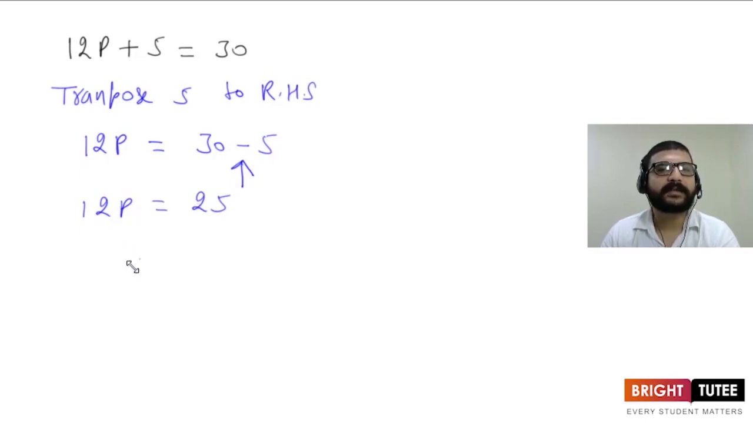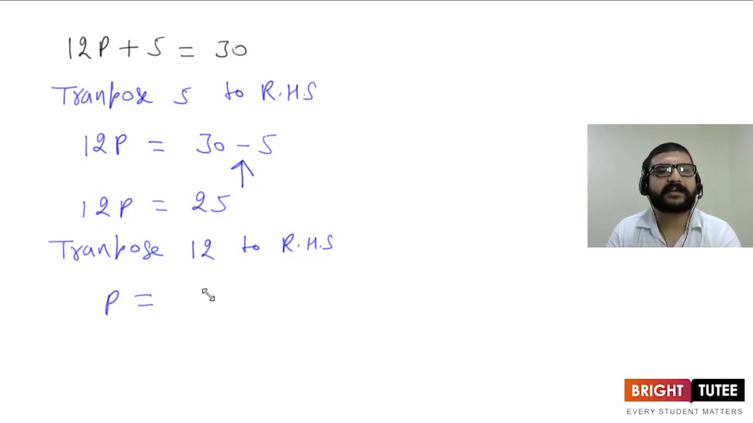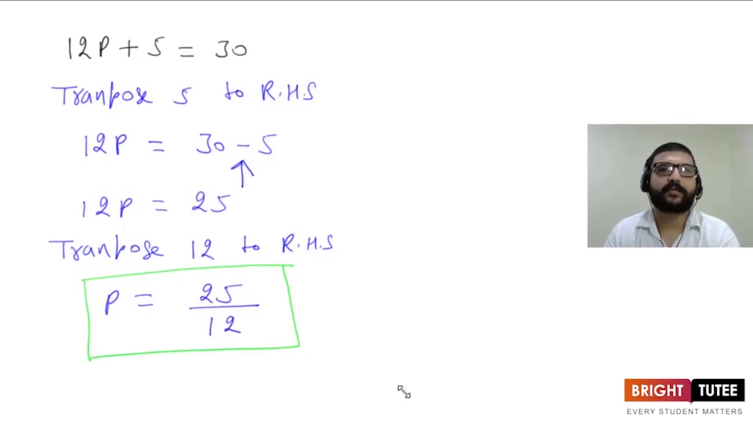Now how to get the value of p from here? Here we have 12 multiplied with p. So what we have to do? We have to transpose this 12 now. Transpose 12 to right side of the equation. Now this 12 is multiplied with p, so when it is transposed, it will come in division. So this gives us p is equal to 25 upon 12, which is 25 divided by 12. So the final value of p we are getting from here is 25 divided by 12.